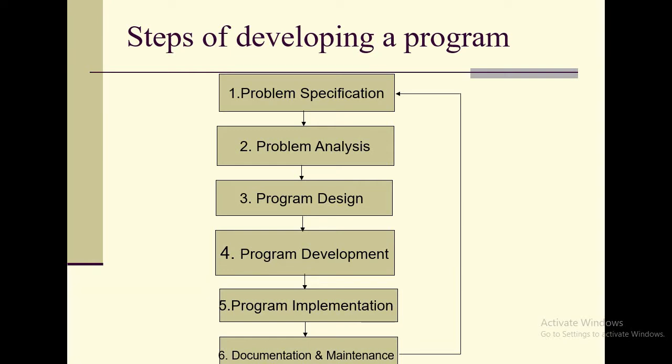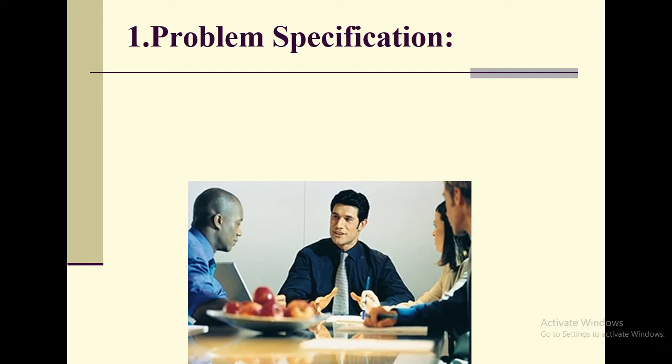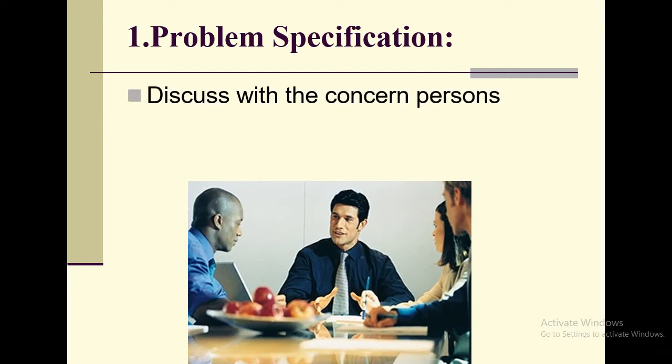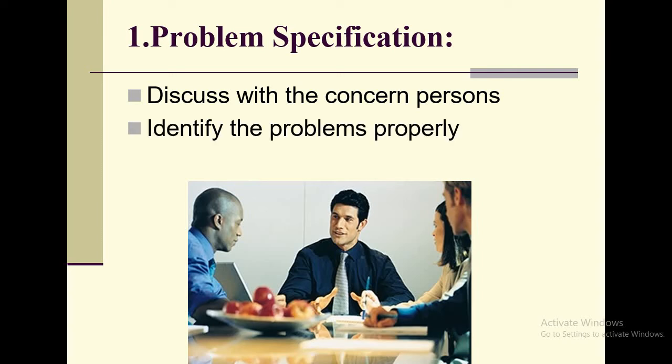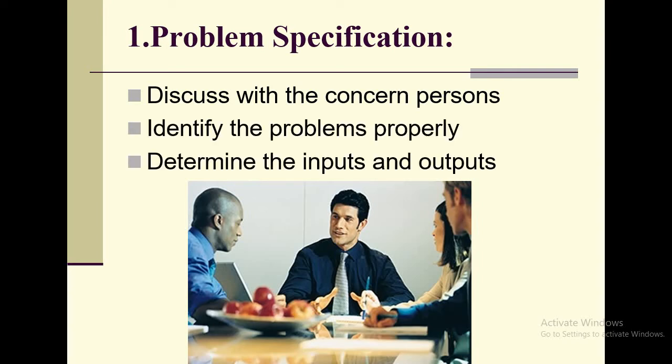Okay, let's start from the first step, that is problem specification. Suppose you are assigned to develop software for Raju College or any other institute, then what do you do? You need to discuss with the concerned person of that institute, identify the problem properly, and determine what the inputs and outputs are. Actually, you need to learn about the working procedure and business of the institute that you are going to develop software or a program for.